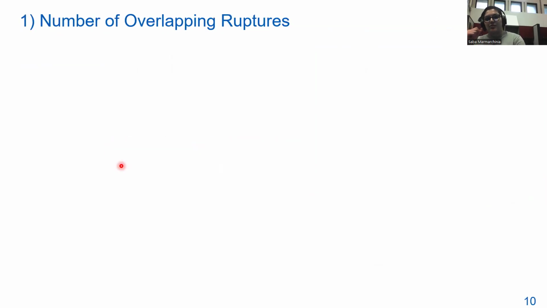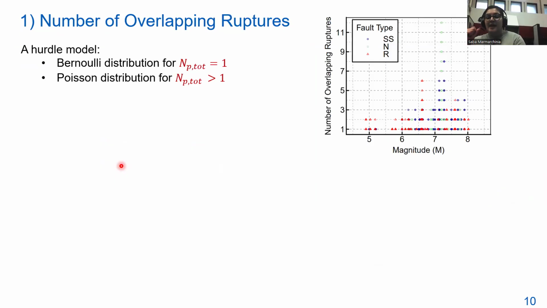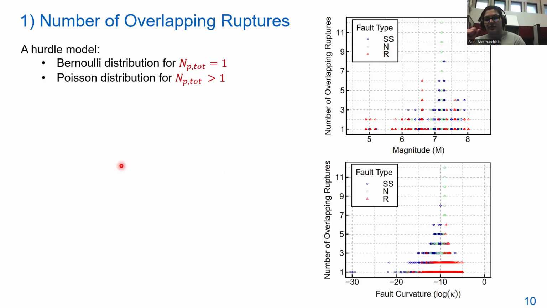The first one is the number of overlapping ruptures. Since in most cases we observe only one rupture, we use a mixture model: a Bernoulli distribution for the probability of seeing only one rupture, and a Poisson distribution for having more than one rupture. The probability of having more ruptures increases with the magnitude of the event and the curvature of the fault. The curvature of the fault is a proxy for the geometry of the fault, and it describes the degree of bending or the directional change relative to the fault trace.